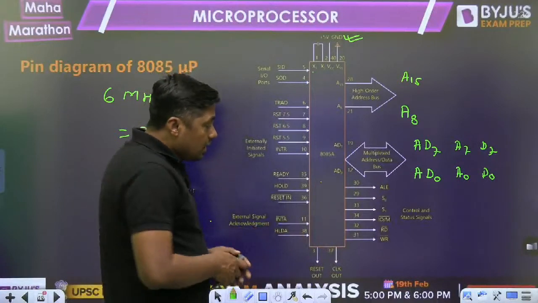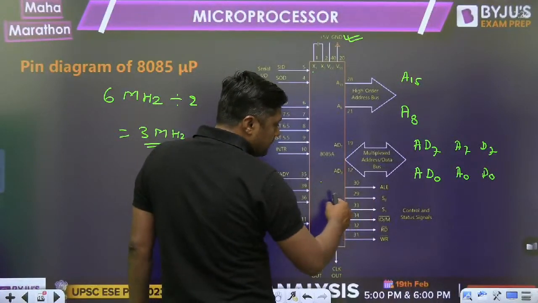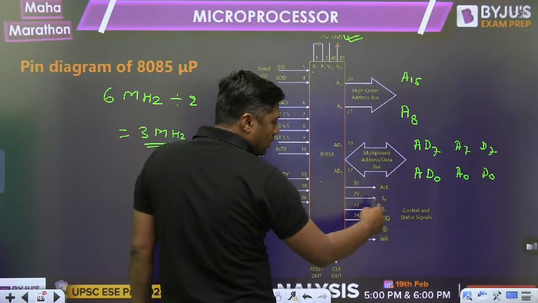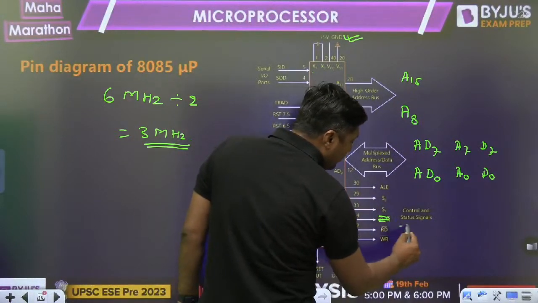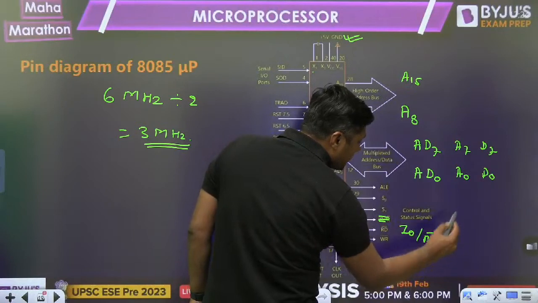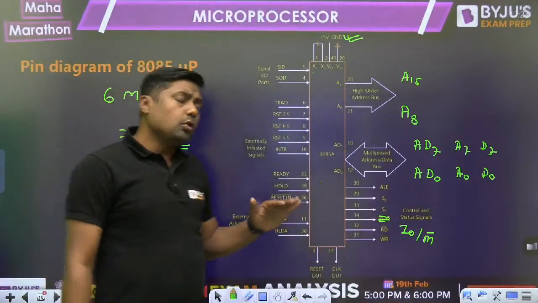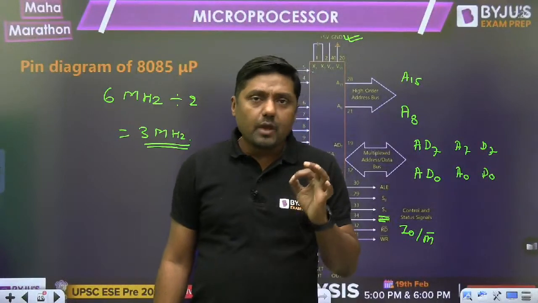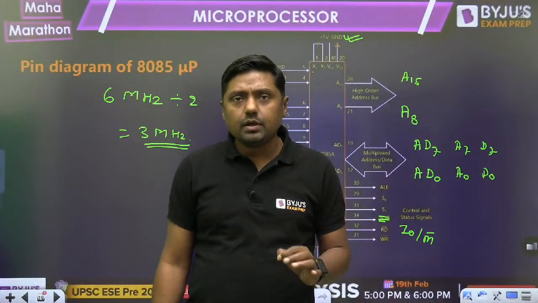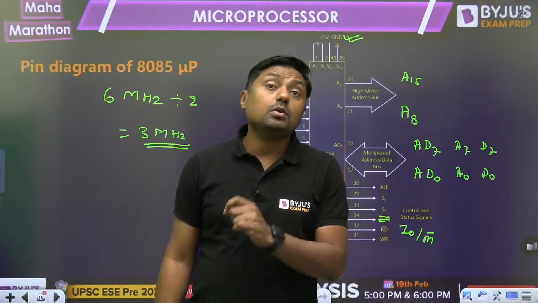Now, this point is called the status signal. S0 and S1, these are called status signals. And that is input, output and memory. Input, output, memory means I have already given the major 4 operations: memory read, memory write, input output read, input output write.